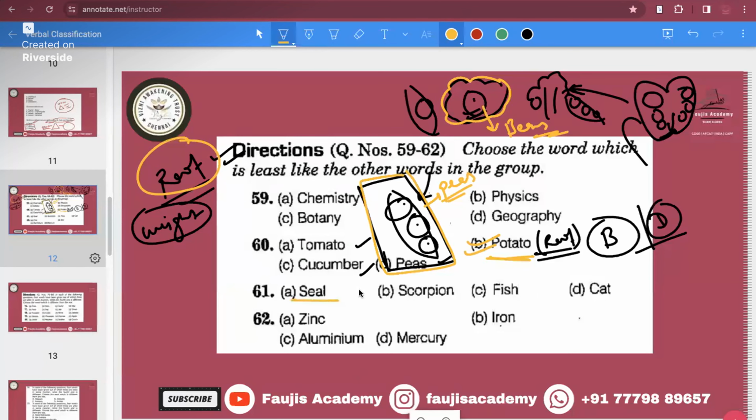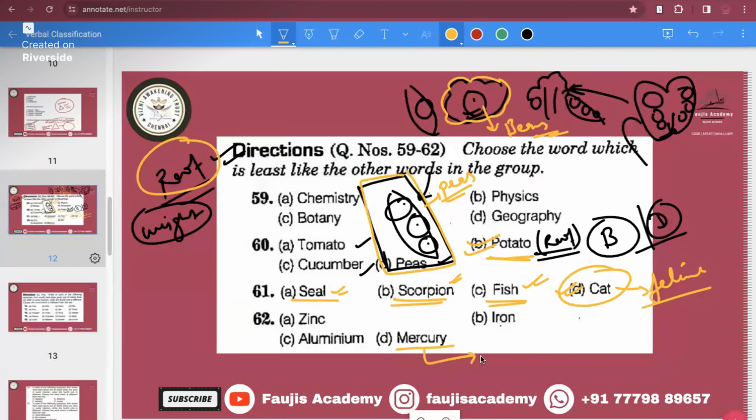Seal, Navy SEAL. They work in water. They hunt in water. It's an animal, a water animal. Scorpion also, they live in water. Mainly they live in water. Fish, they're the permanent and the most known resident of water. What is your answer? Cat. Cat is also called a feline. Remember that.